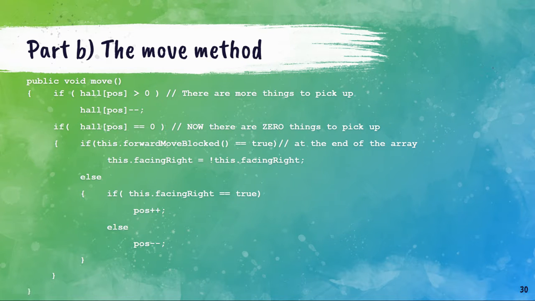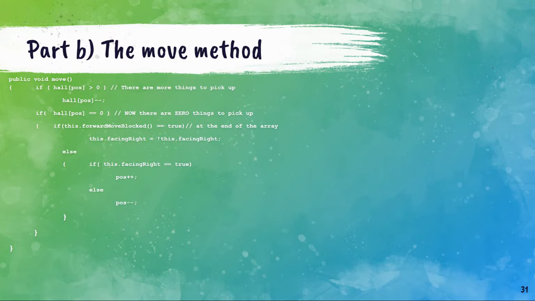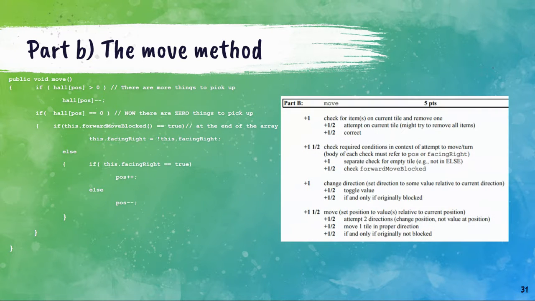So that's the close of the method. Notice it's a void. I don't return anything. Don't do that. Here is their solution to it. This was 5 points. If you check for an item on the current tile and move 1, you get a point if you did this. So that would get me that point.